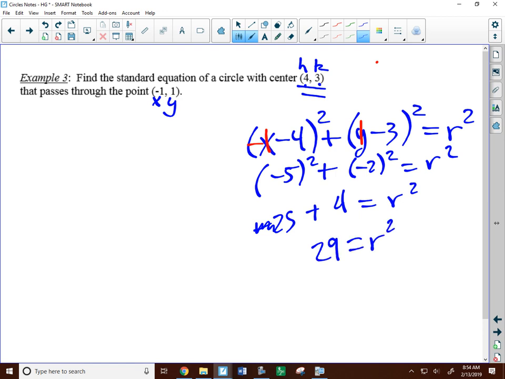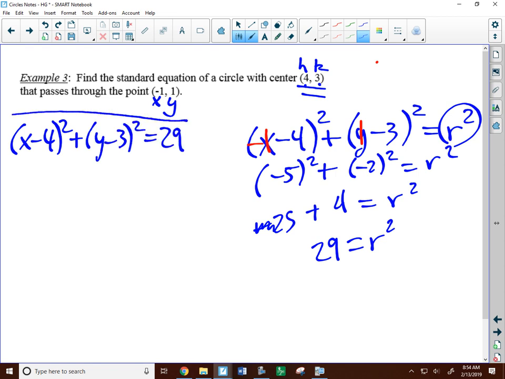Now, note that in the formula, we don't need r, so you don't have to do a square root. We just want r squared. If you're graphing it, you would do a square root. But for the final equation of the formula, I just got to plug in 29, because that's r squared. So I got (x minus 4) squared plus (y minus 3) squared equals 29. So I use the x and the y, but then I write my final equation, x and y back in there, not the -1 and 1.